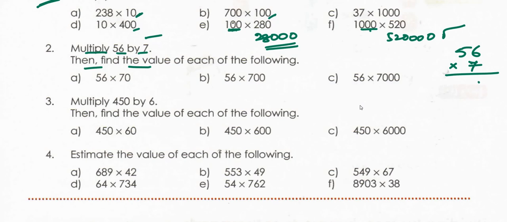7 6s are 42. 7 5s are 35, 35 plus 4, 39. 392. I'll repeat again. 7 6s are 42, carry 4. 7 5s are 35 plus 4 is 39. 392 is the answer. Now I'll tell you the short method.